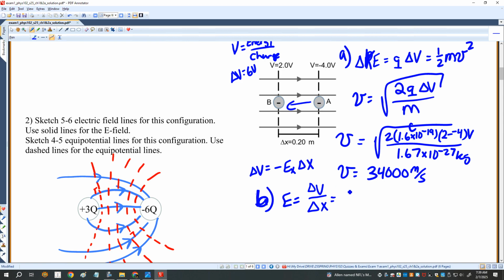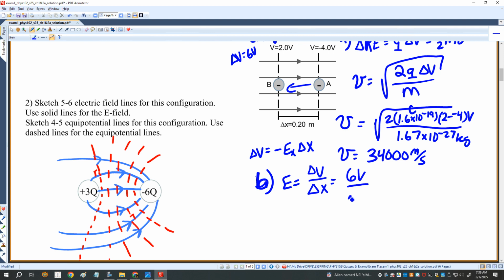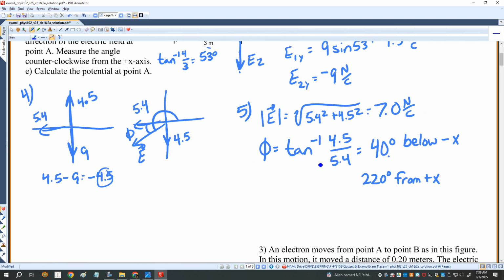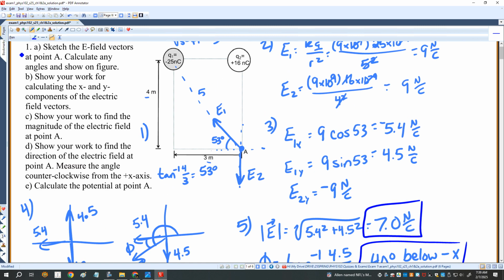My delta V, I already know, is 6 volts. My delta x is 0.2 meters. That's equal to 30 newtons per coulomb or volts per meter. So that's our electric field, and that's our speed. This was our electric field here, and that's our direction. By the way, each of these parts right here would count as a separate question.